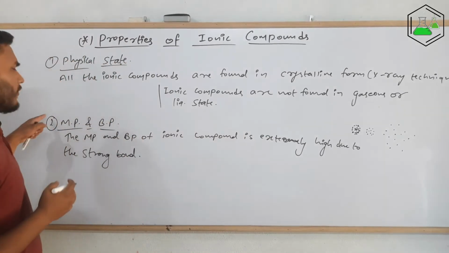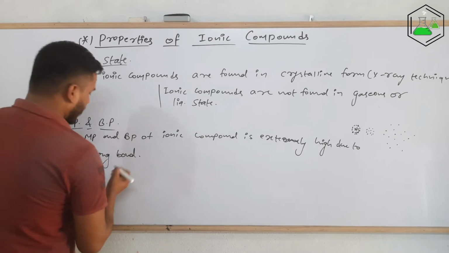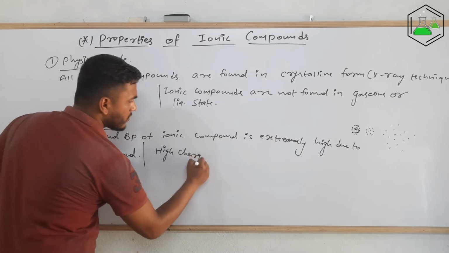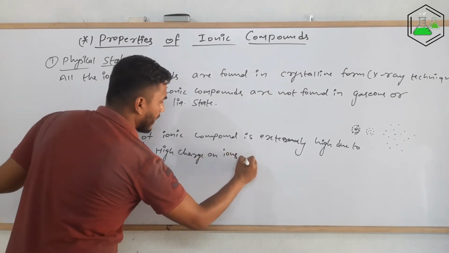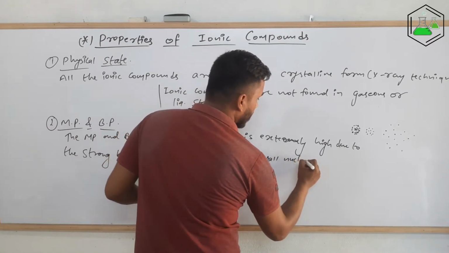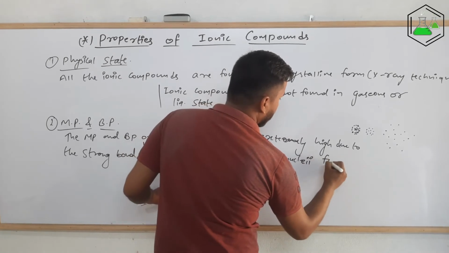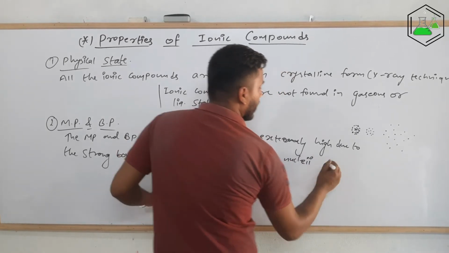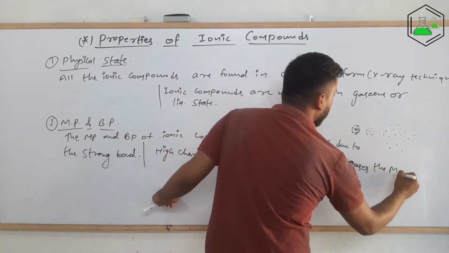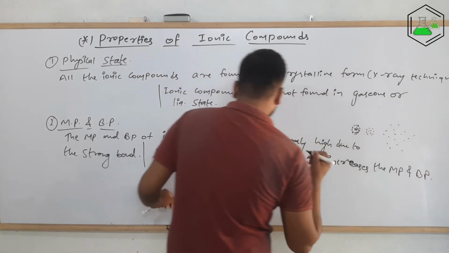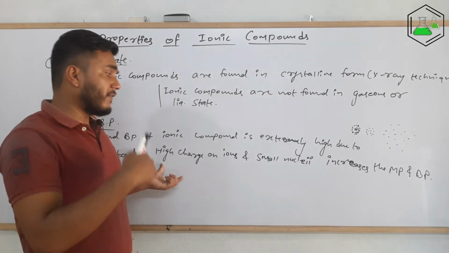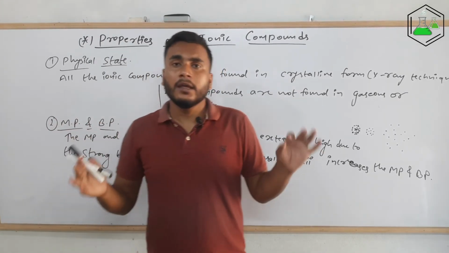Now it actually varies with different cases. Look at here, high charge on ions and small nuclei increases the melting point and boiling point. So the value of melting point and boiling point increases if the charge on the ions is very high and the size of nuclei is very small.